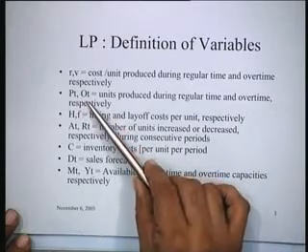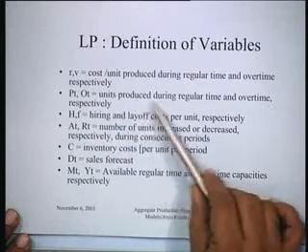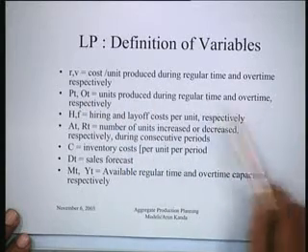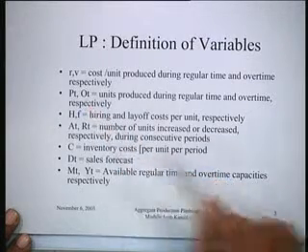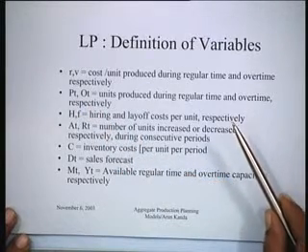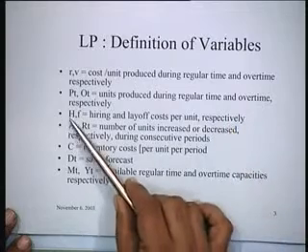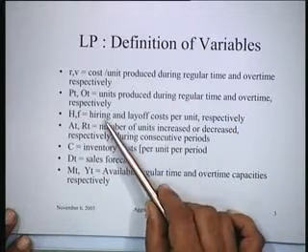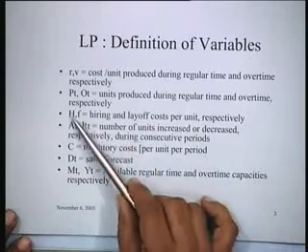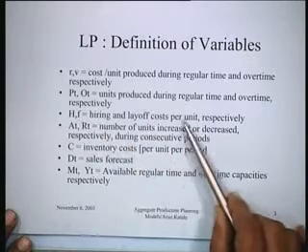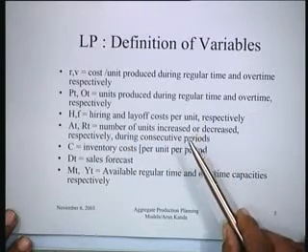Similarly, PT and OT are nothing but the number of units produced during regular time and overtime respectively. So production in regular time, PT, production in overtime, OT. Then we have the hiring and firing costs. You can lay off people and you can hire new people. So H is the hiring cost and F is the layoff cost per unit respectively.